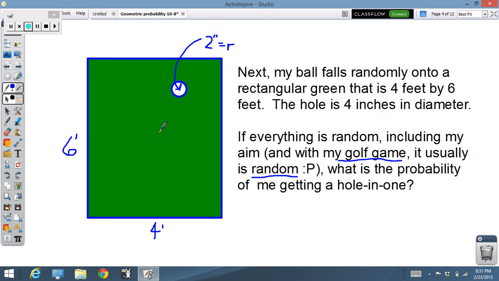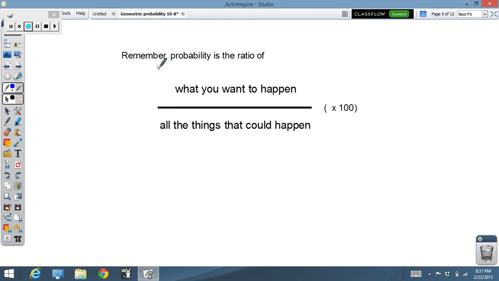Then assume that that ball is going to drop randomly onto this area and figure out the probability that we have a random ball landing in the hole out of this entire area. All right, so remember, probability is the ratio, what you want to happen divided by all the things that could happen. And then at the very end, we're going to multiply it by 100 to get a percentage.